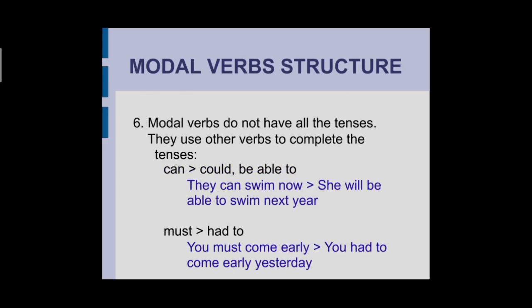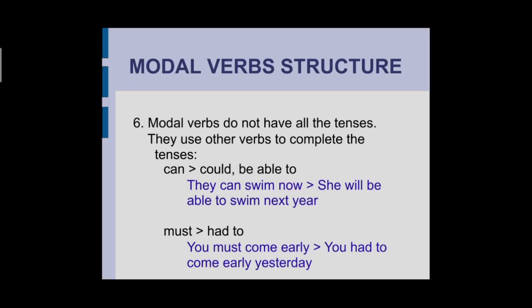Modal verbs do not have all the tenses. They use other verbs to complete the tenses, like present, past, and future tense. Modal verb, how does it work? Let's take a look. Can, could or be able to. They can swim now. She will be able to swim next year. So now in these sentences the helping verb is determining the time.